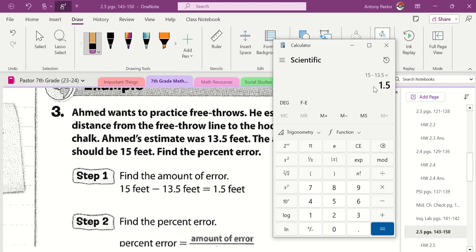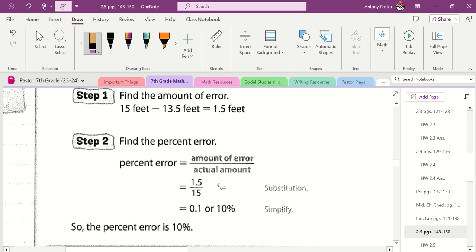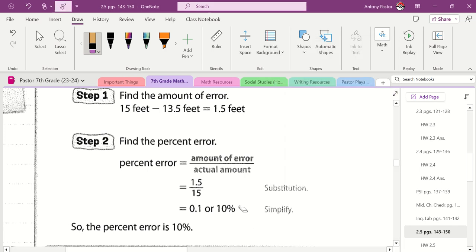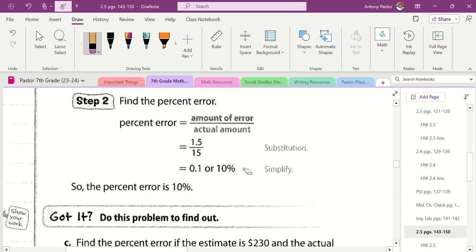So 1.5 feet is our numerator. Our denominator is going to be the actual amount, which is 15 feet. So I'll have 1.5 divided by 15. I have 1.5 here already. Divide it by 15. Gives me 0.1. I jump the decimal twice, so my percent error is 10%.